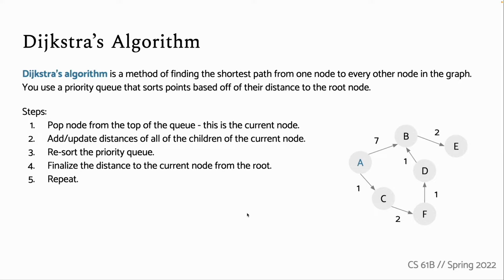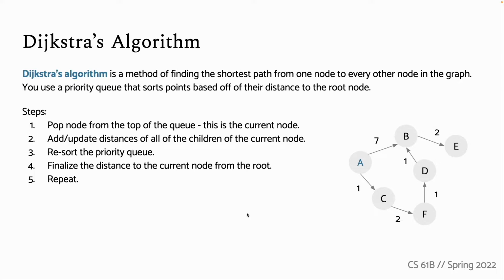The first is called Dijkstra's algorithm. Dijkstra's is a method of finding the shortest path from one node to every other node in the graph. So you're going to use a priority queue that sorts points based off of their distance to the root node, and then you're going to pop the top node off the queue, top referring to the smallest distance. And then once you've popped something off the top of the queue, that's set in stone because every distance after that is going to be larger.